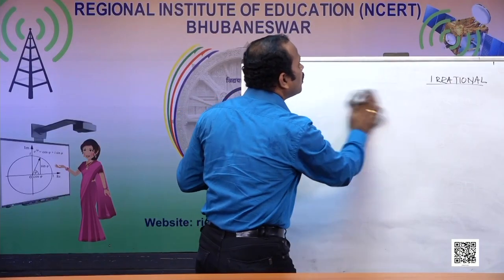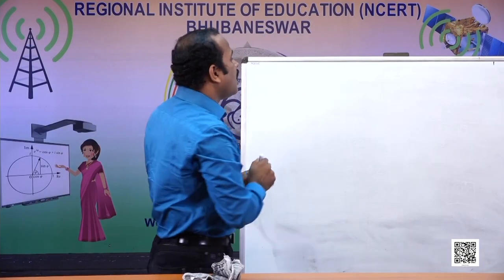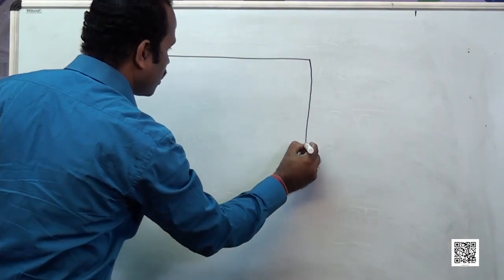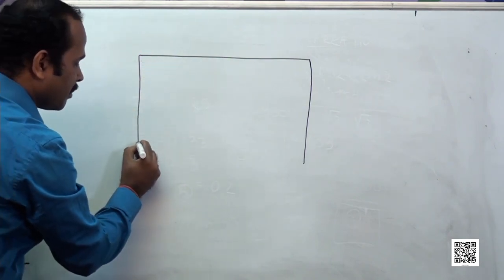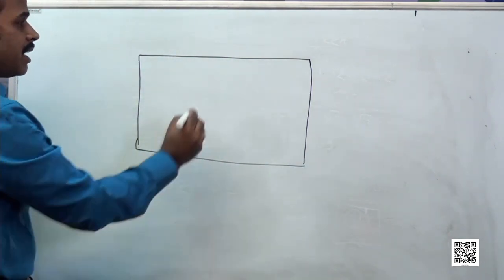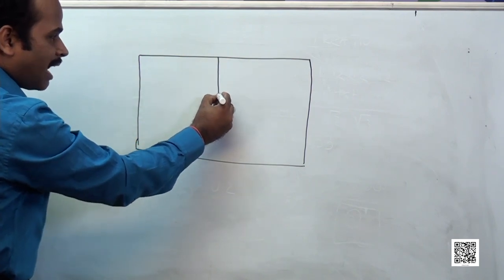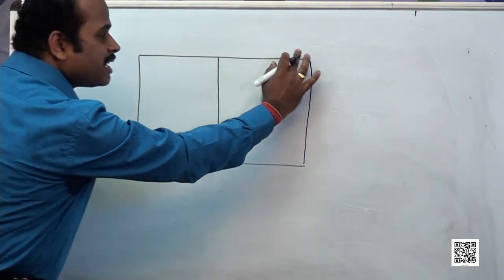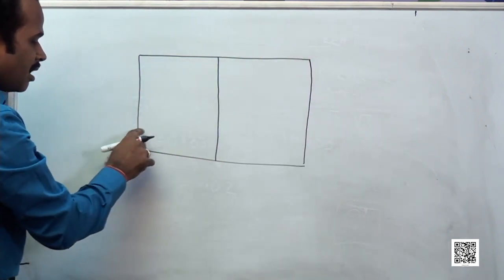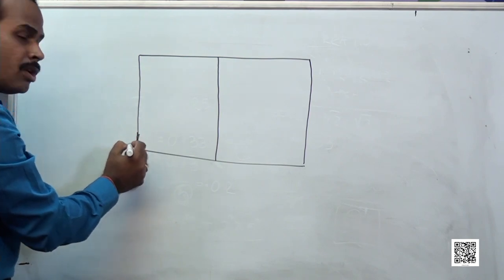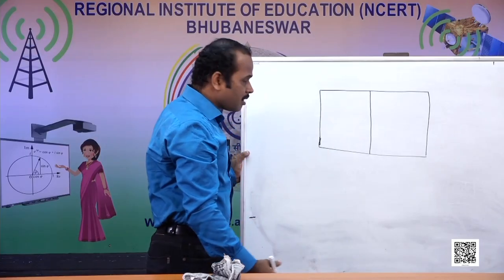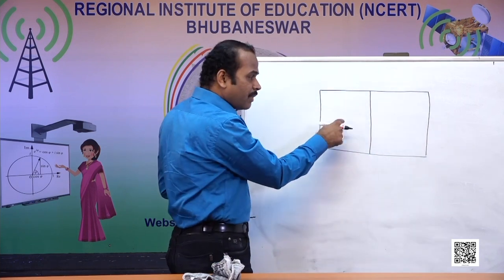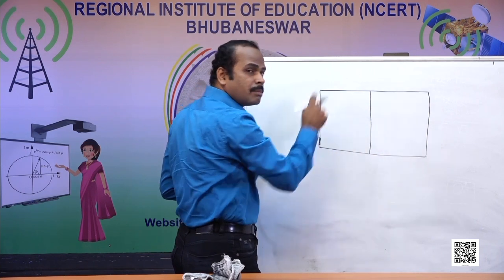Now, what we learned about all these real numbers: suppose this is the real number set. This entire part becomes the real number set. In this real number set, we have seen that this part up to this much is the rational numbers and this part is the irrational numbers. This implies that, as we have taken, infinitely many rational numbers are there. Similarly, infinitely many irrational numbers are also there.